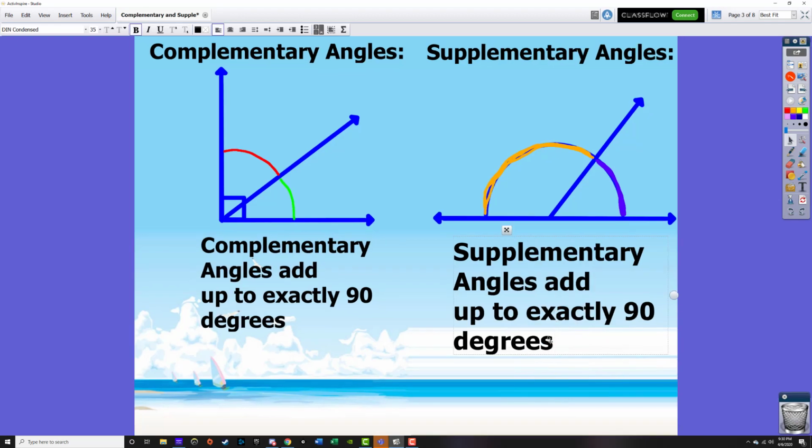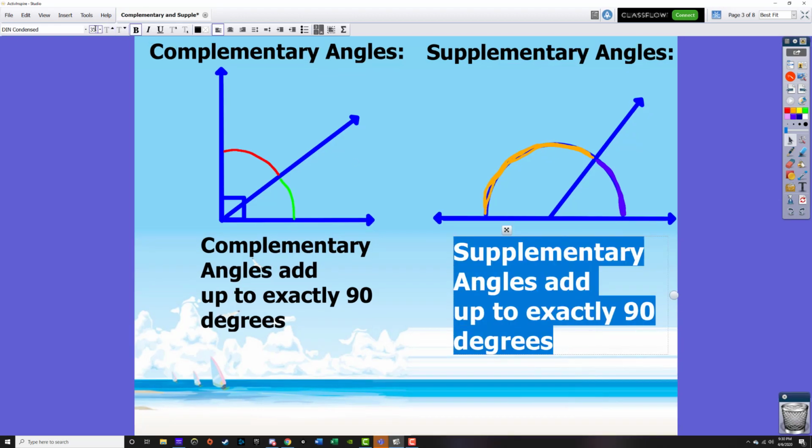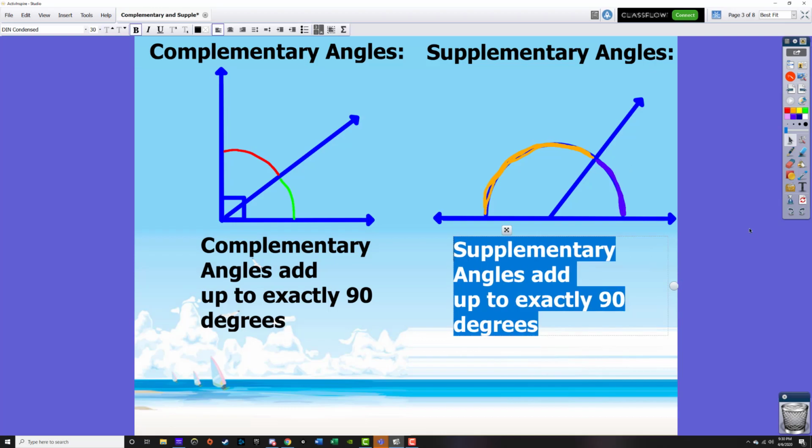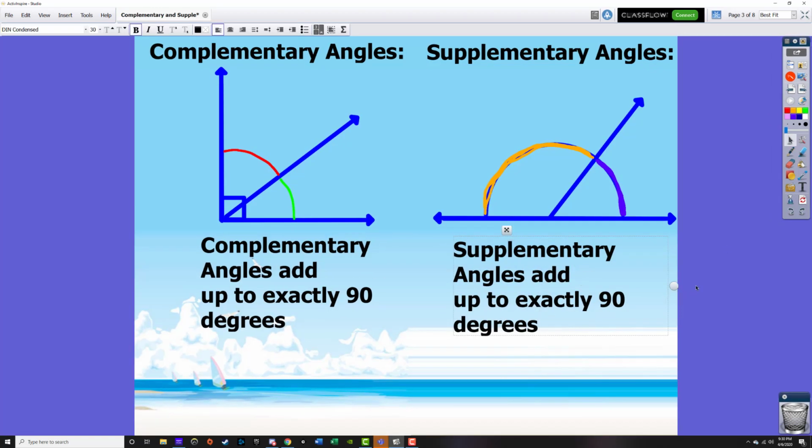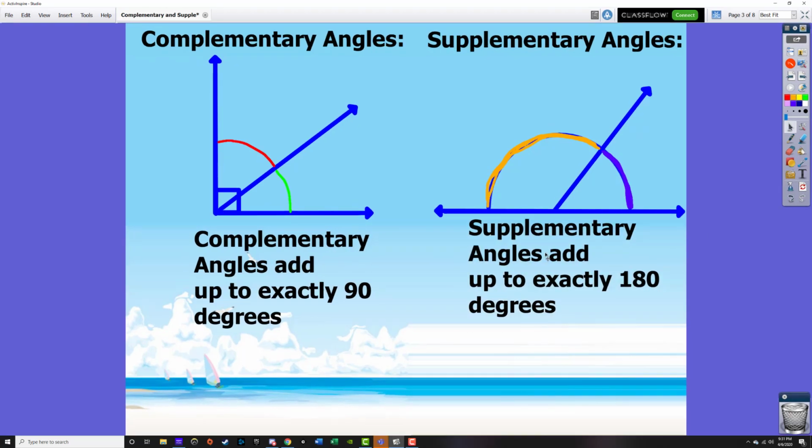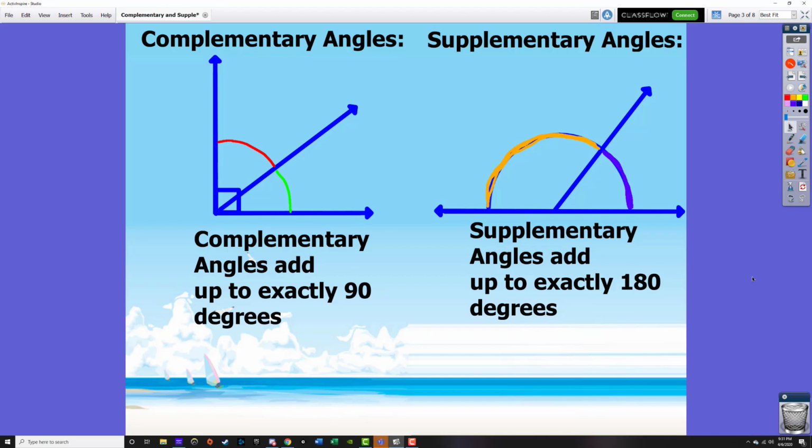Okay, and very similarly, over here, supplementary angles are two or more angles that equal exactly, not 90 degrees, 180 degrees. Why does it keep disappearing? Hold on. There we go. Supplementary angles add up to exactly 180 degrees. Okay, and I cannot emphasize how important the word exactly is with this concept. These are exact measurements, and if they equal anything else, they can't be complementary or supplementary.